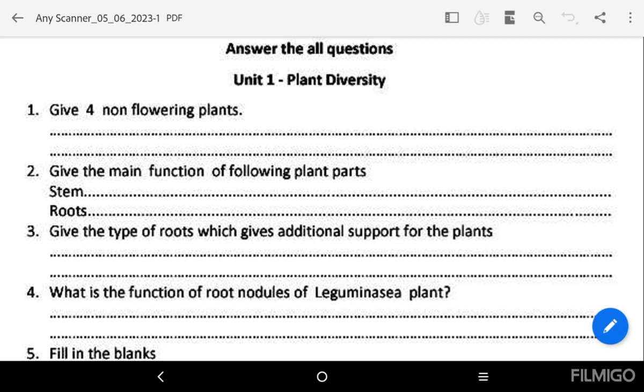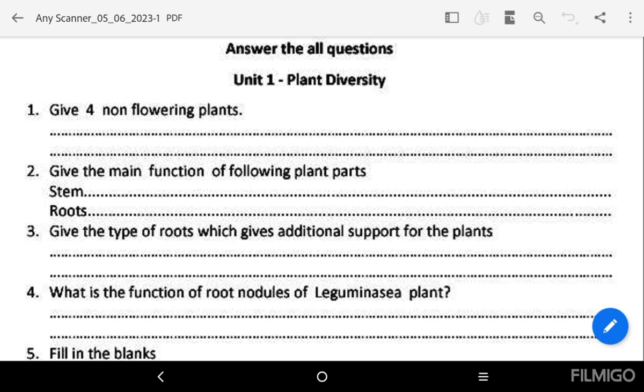Question number 2. Give the main function of the following plant parts. Stem. So stem, it bears flowers, leaves, buds, fruits and seeds. The second main function is to support the plant by keeping it rigid. And also, the plant stem transports water and food throughout the plant body.